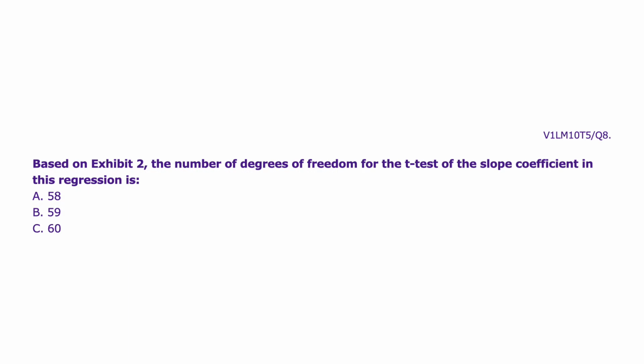Based on Exhibit 2, the number of degrees of freedom for the t-test of the slope coefficient in this regression is A. 58, B. 59, C. 60.